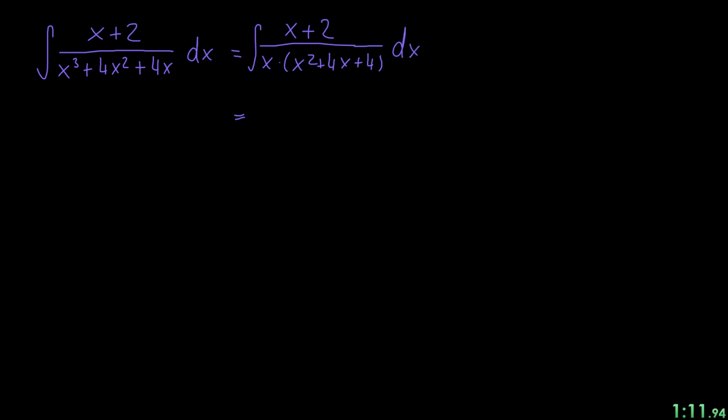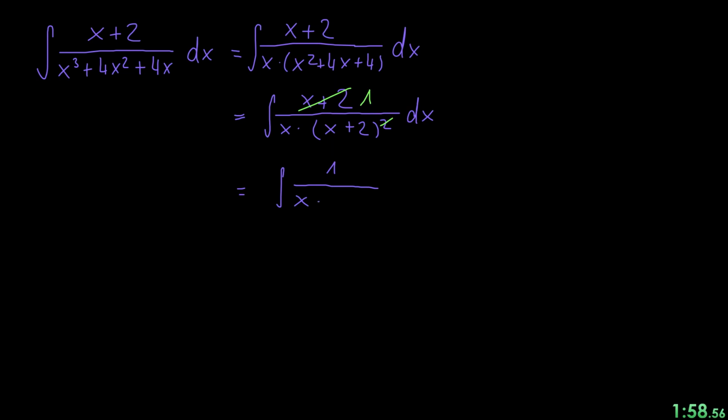The next step we're going to take is completing the square at the bottom. As we can see, we already have a perfect square right here in the parentheses, so I am going to do just that. I have x plus 2 over x times x plus 2 squared dx. And now a beautiful thing happens. We have the same thing at the top and the same thing at the bottom, so these things will cancel out. The only thing left on the top is a 1 and the square at the bottom just disappears. So what we end up with is the integral of 1 over x times x plus 2.